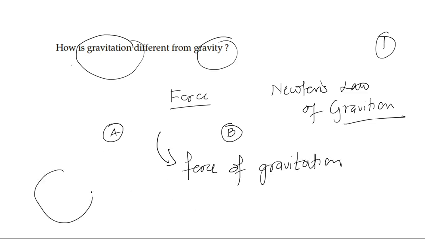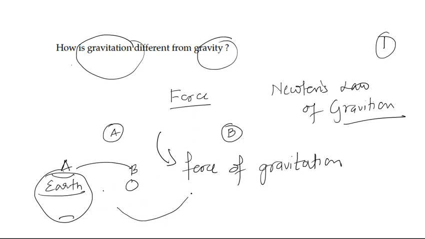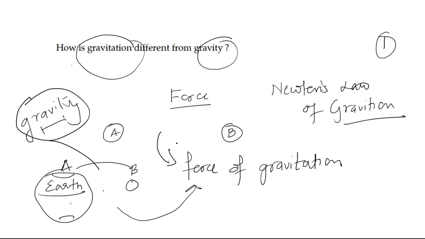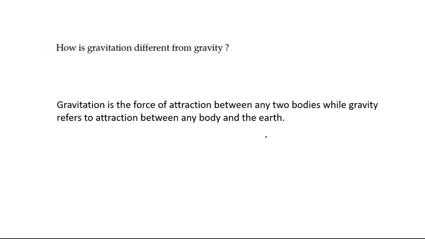But if one of the objects is the earth, let's say A is the earth and B is some other object, there is a force between A and B here also. This is also a force of gravitation, but in particular it is referred to as gravity because it is related to the earth. Otherwise, in general, every force between two objects is called the force of gravitation. So gravitation is the force of attraction between any two objects, while gravity refers to the attraction between any body and the earth.